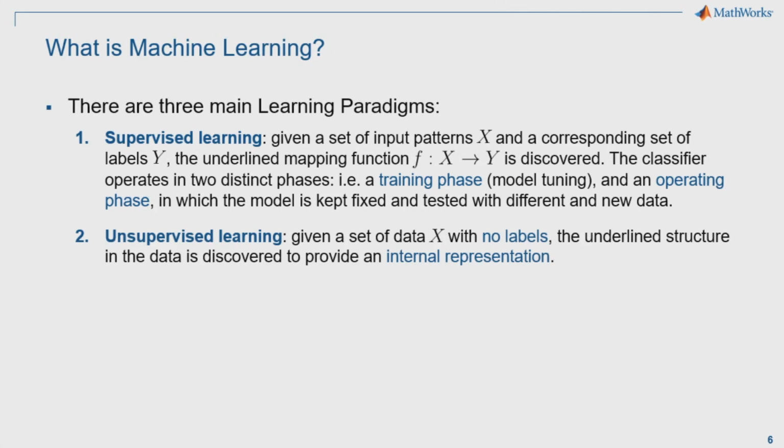So another interesting paradigm is unsupervised learning, which is, by the way, the topic of this seminar. Given a data matrix, a data set X, with no labels, so without any ground truth, we would like to find the underlying structure of the data and provide an internal representation of them. This can be done essentially in two ways, as we will see later.